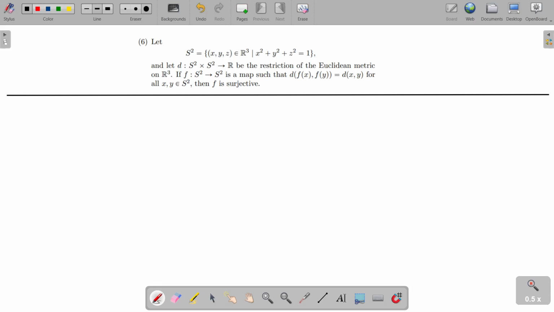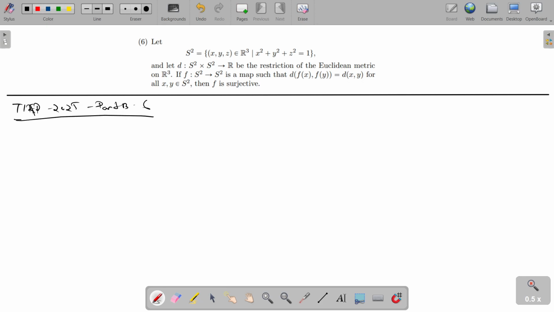Hello guys. So today we will be trying to solve this. This is from the same paper, TIFR 2025, and this is a true and false question. It's from Part B, question six.